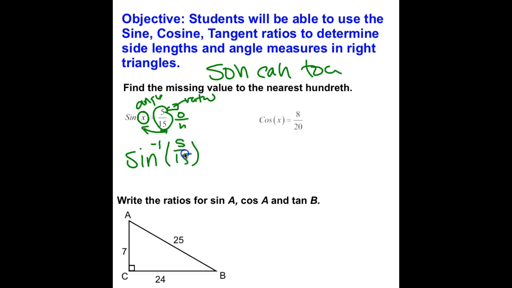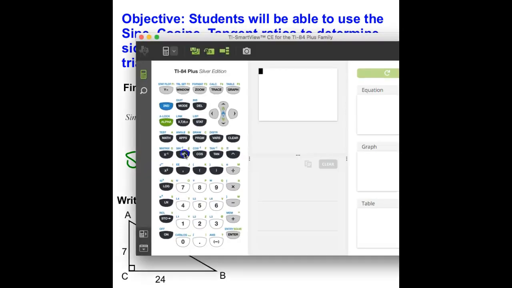Now I'm going to pull up a graphing calculator and show you how to type that in. So here's my graphing calculator. Sine is this button right that I just clicked. It's showing up in red, but we don't want sine, we want sine inverse.